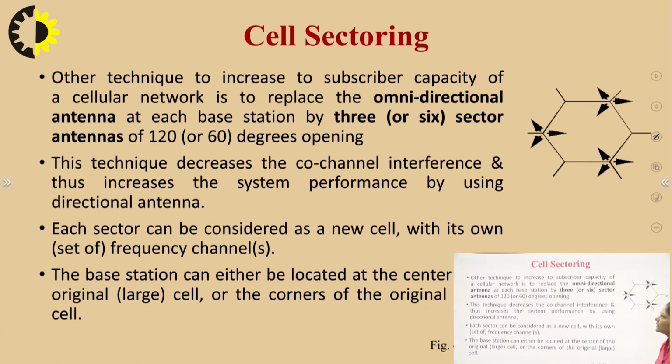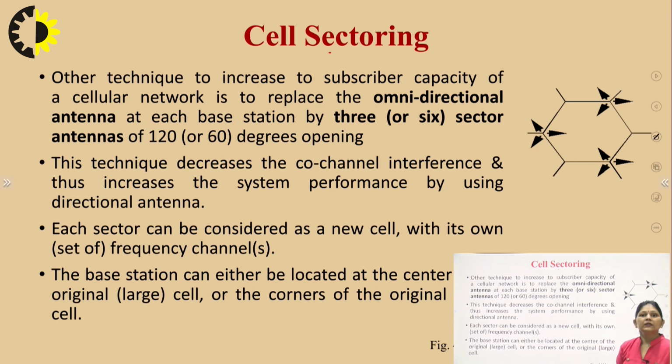Now, the second approach that is used for improving the coverage and capacity is cell sectoring. This cell sectoring is totally different from the concept of cell splitting. In cell splitting, we were using frequency reuse, and we were also providing more frequencies per unit coverage area. But this concept is totally different.